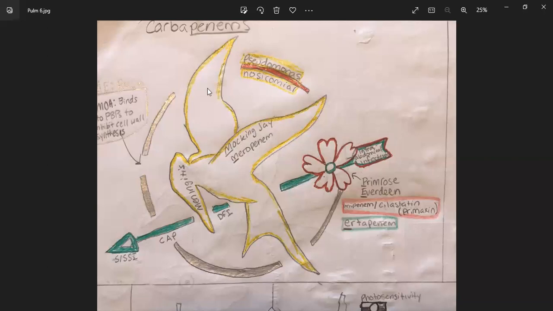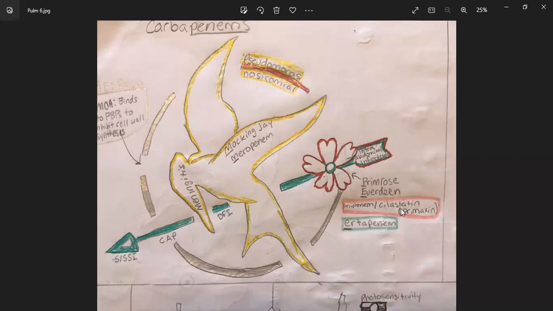The colors here are really important because the mockingjay, the meropenem, is in gold. So meropenem treats anything that's in gold. So meningitis, not important here. But Pseudomonas and nosocomial infections is what you want to focus on. That's what meropenem treats. Then the primrose here is in red.